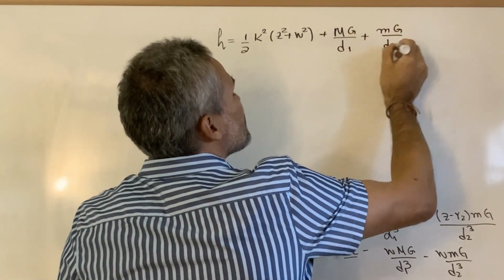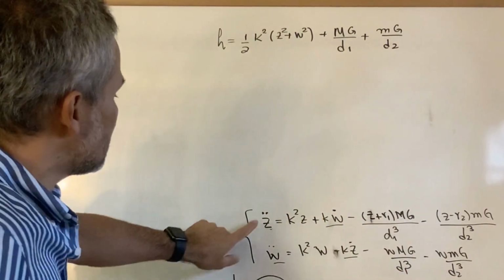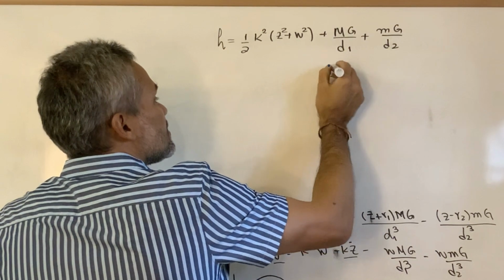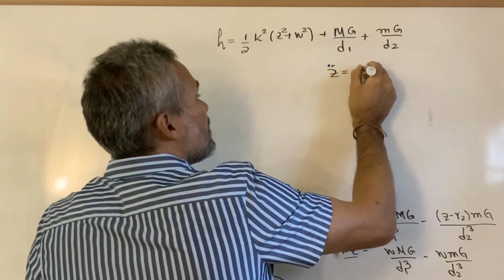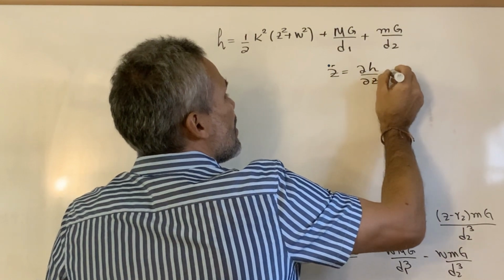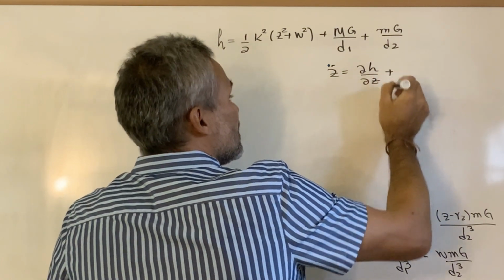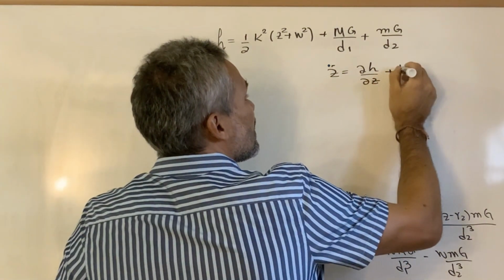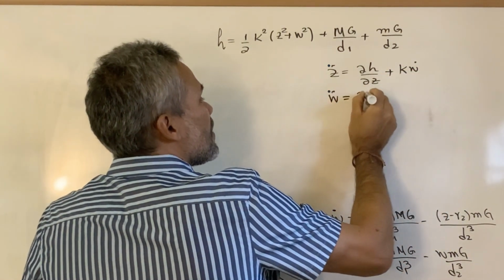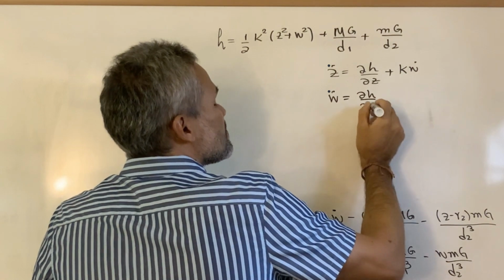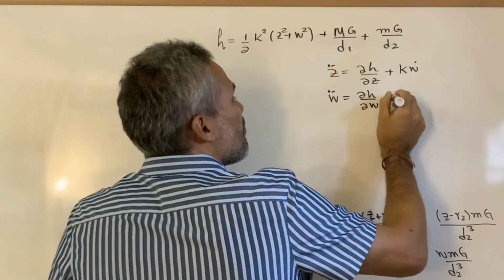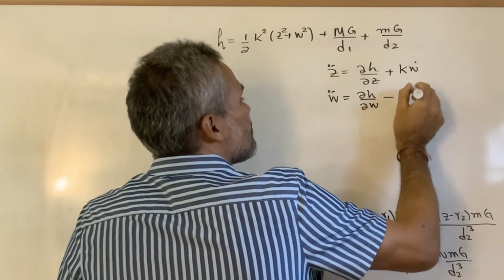then this differential equation can be written in this way: c prime equals the partial derivative of h with respect to c plus k times w prime, and w prime equals the partial derivative of h with respect to w minus k times c prime.